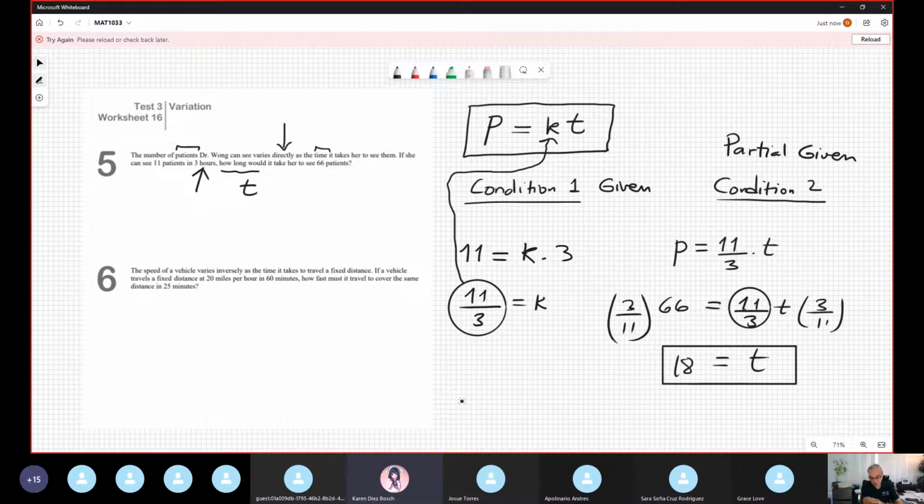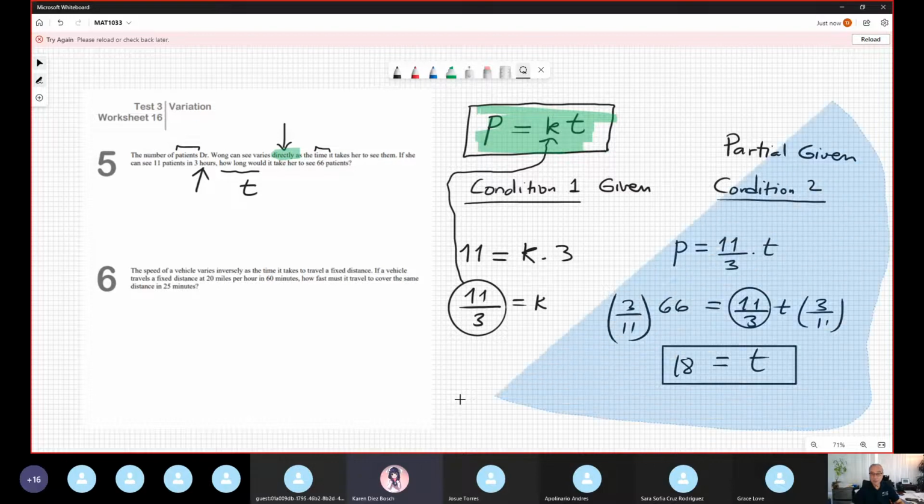Complicated or easy? Easy. You only need to remember the formula. And the formula is important. It's given in this word, directly. If it is inversely, then it's another thing. Okay, let me do number 6 problem.